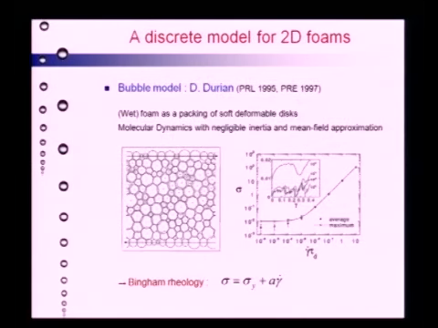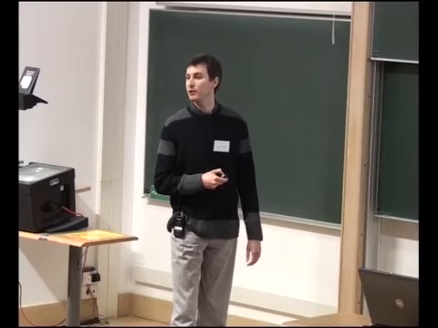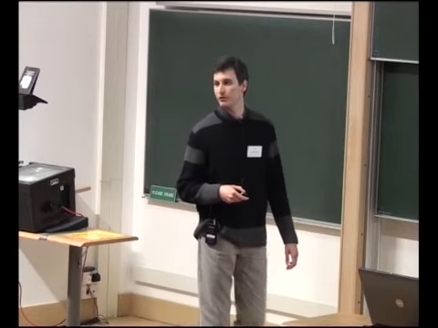So to understand the influence of something like the polydispersity, we need more than a continuum model, we need a discrete model. And there was a discrete model that had been proposed by Durian in 1995. He basically said that a wet foam, in 2D, was just a packing of soft disks that can overlap. He did some traditional molecular dynamics with a completely negligible inertia. And since he was more interested in the quasi-static properties and not really in the rheology, he chose to apply a mean field approximation. And he ended up finding a Bingham rheology, which is the one that was also used in the model.